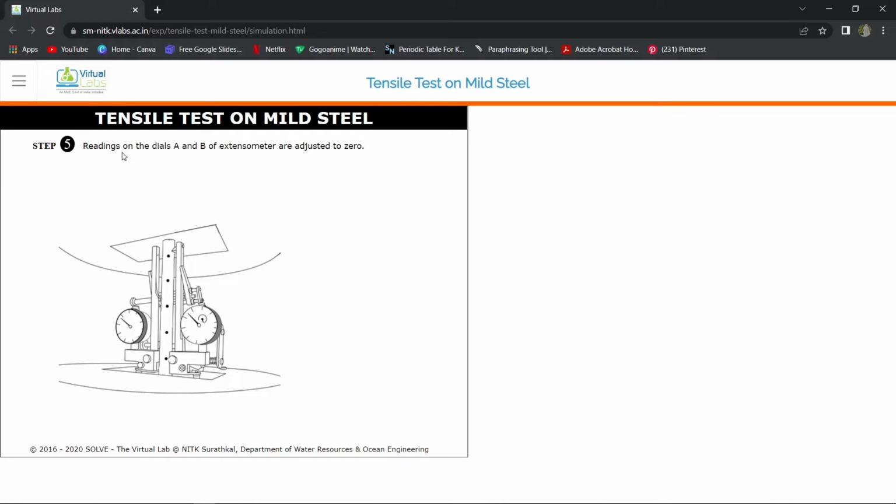Reading the dials A and B of the extensometer, adjust to 0. Both of the extensometer readings must be 0. The least count of the extensometer is equal to 0.01 millimeter.